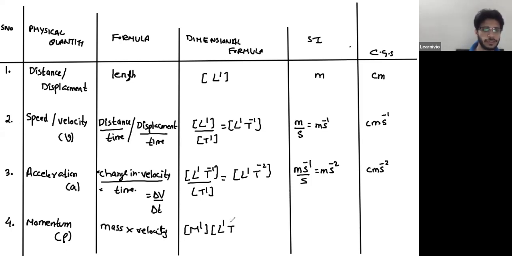Velocity is L1 T minus 1. Mass is M1. So when you combine them, this is M1 L1 T minus 1. This is momentum.